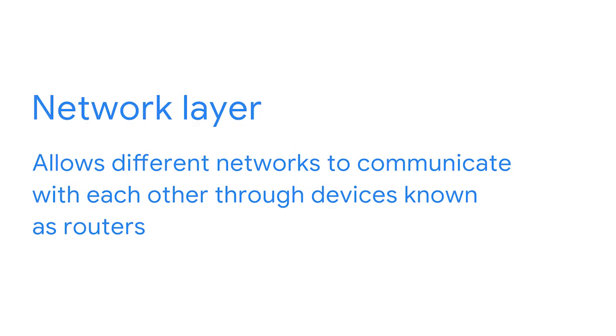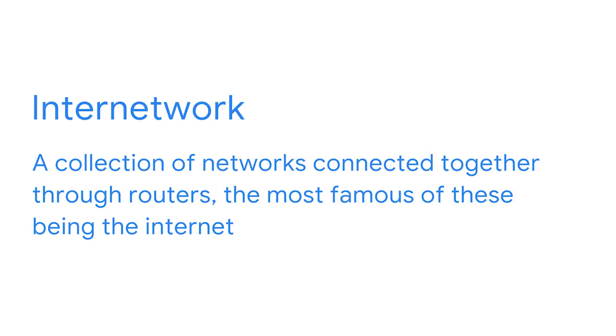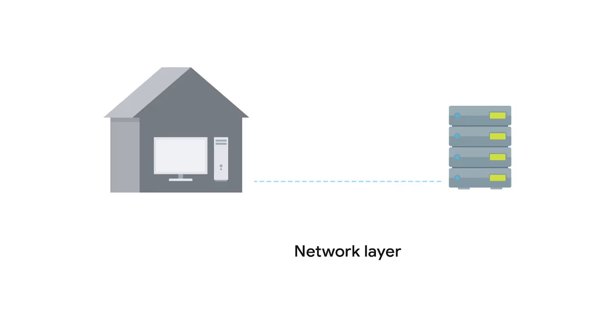The third layer, the network layer, is also sometimes called the internet layer. It's this layer that allows different networks to communicate with each other through devices known as routers. A collection of networks connected together through routers is an internetwork, the most famous of these being the internet. Hopefully you've heard of it. While the data link layer is responsible for getting data across a single link, the network layer is responsible for getting data delivered across a collection of networks. Think of when a device on your home network connects with a server on the internet. It's the network layer that helps get the data between these two locations.